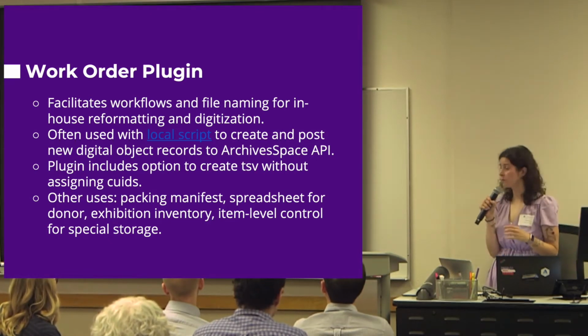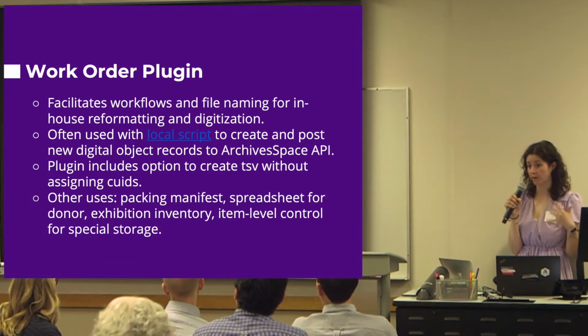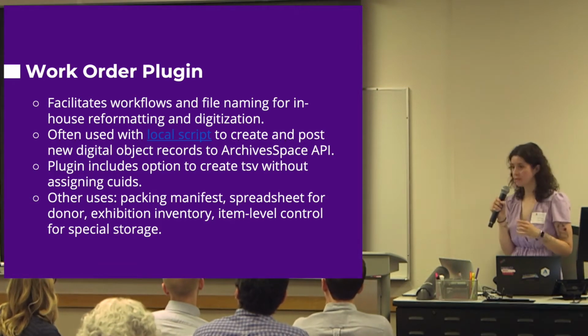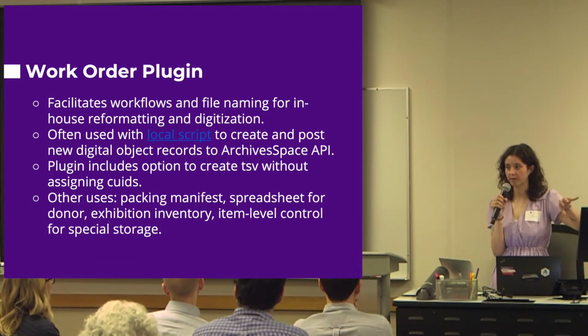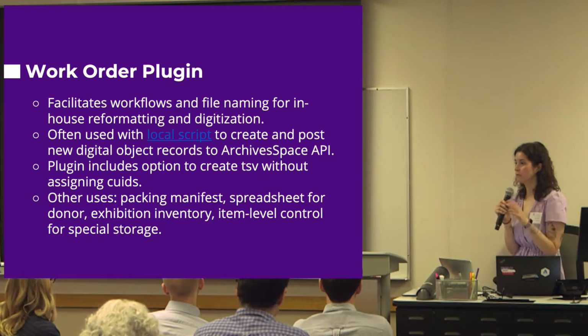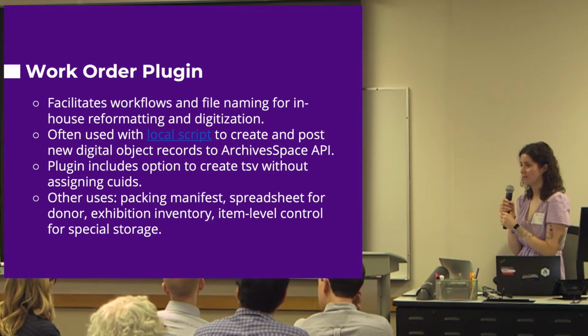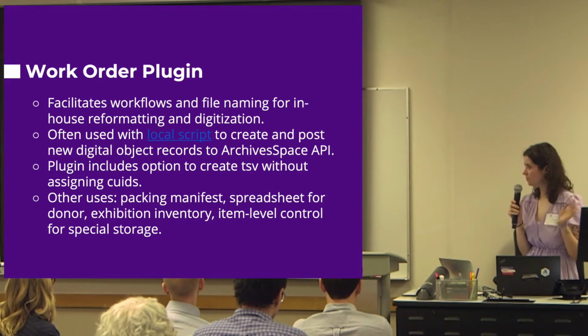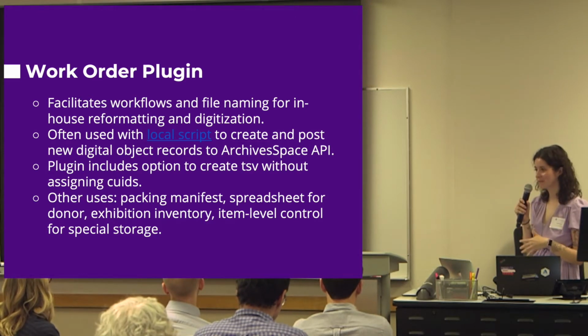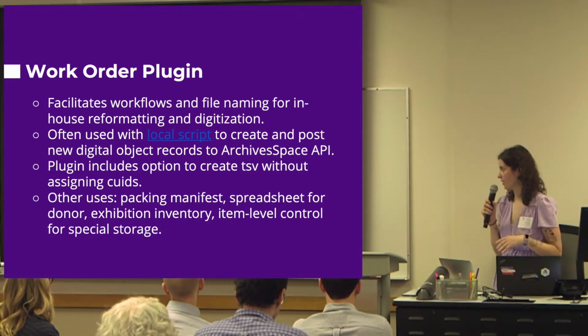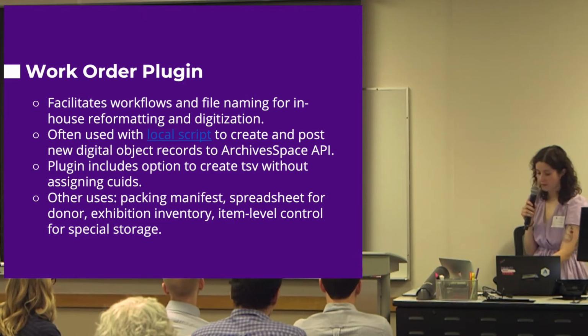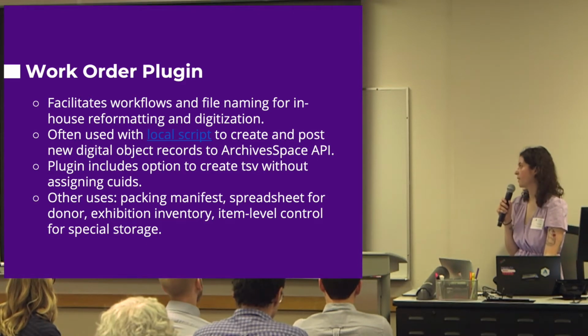The plugin also includes the option to create the TSV without assigning CUIDs, so you may have seen there was a second button that just said Download Report. So you would get a very similar CSV, but without that last column. So if you just want the list without the identifiers, you can do that as well. So those are, again, just some other ideas of how you might want to use this.